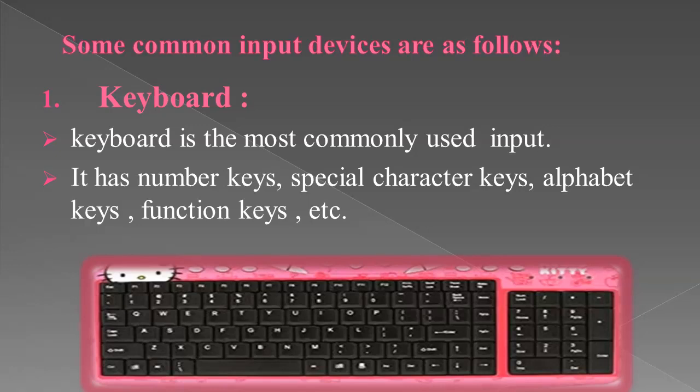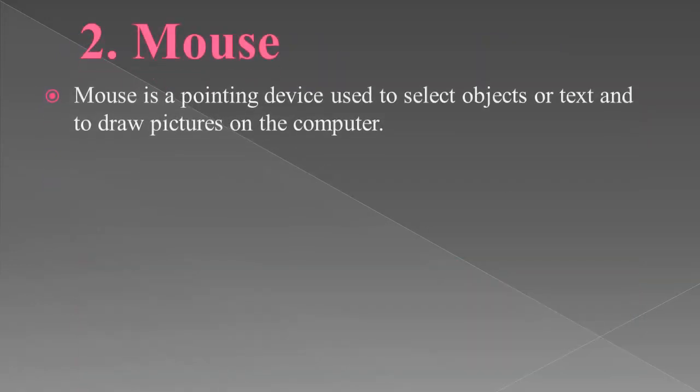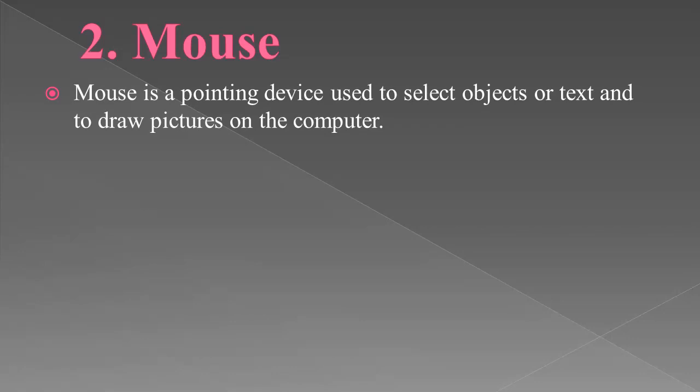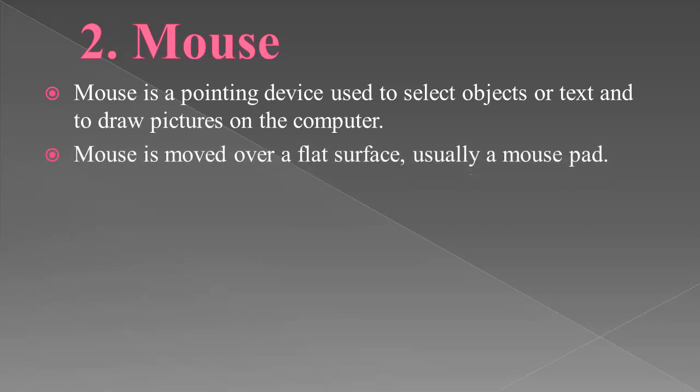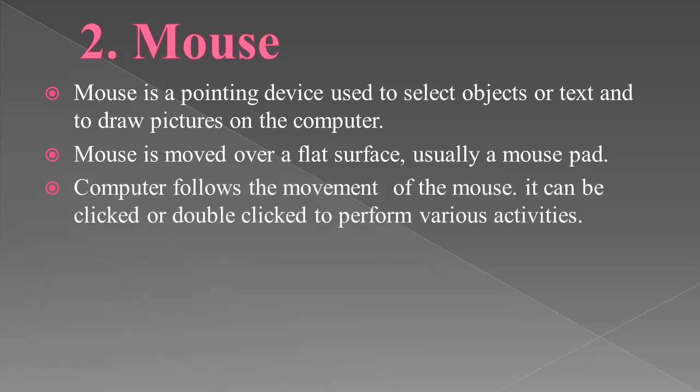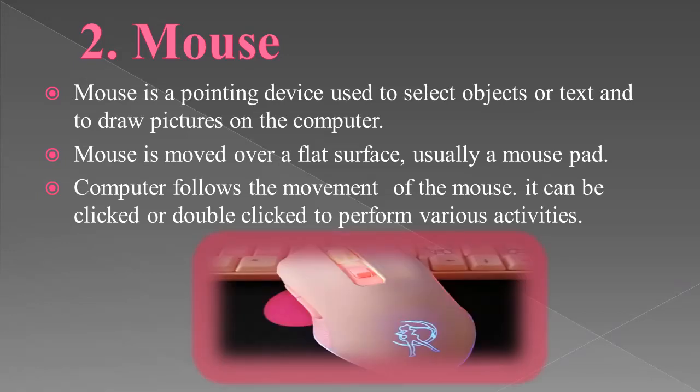Okay, moving to the next device, the mouse. Mouse is a pointing device used to select objects or text and to draw pictures on a computer. A mouse is moved over a flat surface, usually a mouse pad. While you work on the computer, the cursor on the screen follows the movement of the mouse. It can be clicked or double clicked to perform various activities.